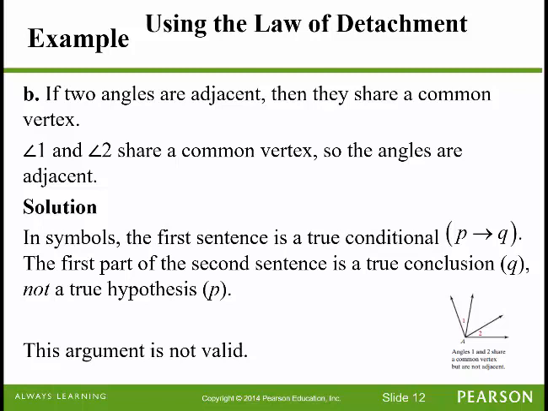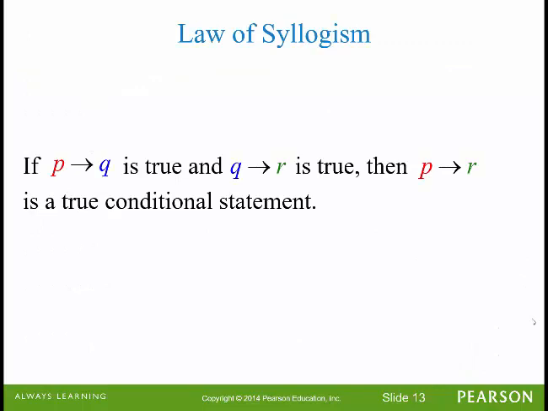This is because the second argument is not contingent on the first argument. What was said first does not automatically make what is second valid. Now the law of syllogism: if we have P implies Q is true, a true statement, and Q implies R is also true, then notice how the ending point here, Q, and the starting point here, Q, are the same. If both of these statements are true, then P implies R, or if P then R, is a true conditional statement as well.